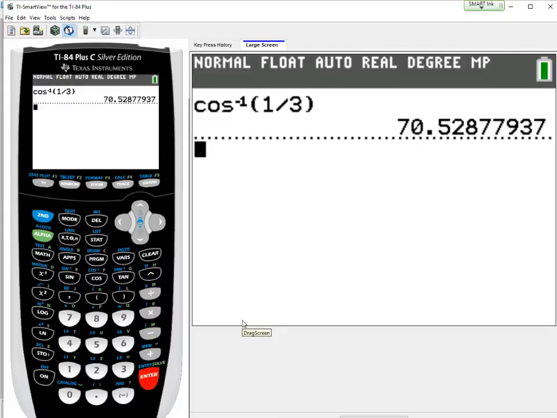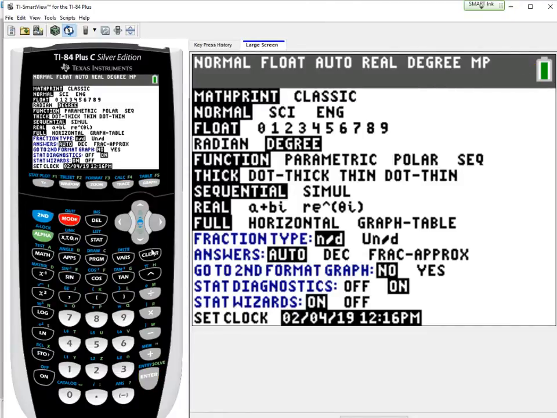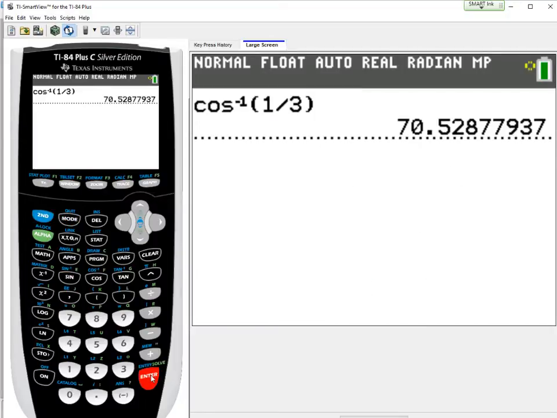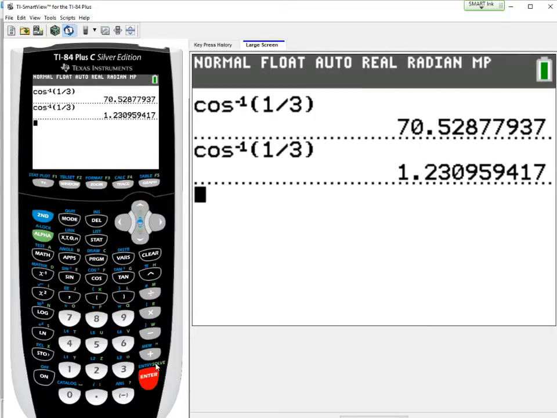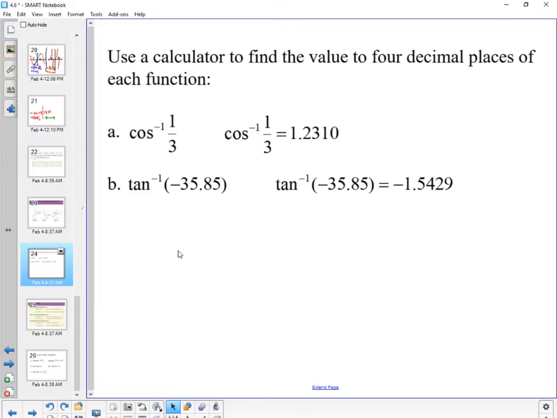But what am I looking at right now? This is in degrees, so this is the angle in degrees. If I wanted it in radians, I go to mode, go over to radian. And you should probably do radian. Second, quit. I'm just going to go enter again. And I get my radian value, 1.23, which I believe is what they were looking for. There it is, 1.23. Okay?